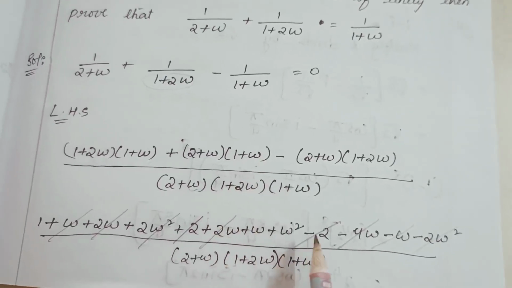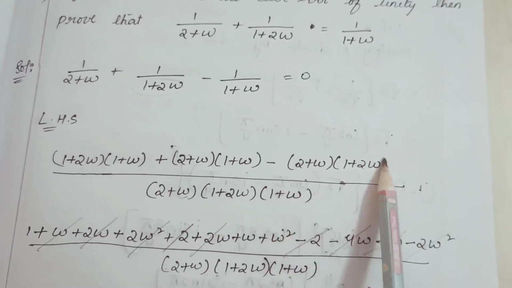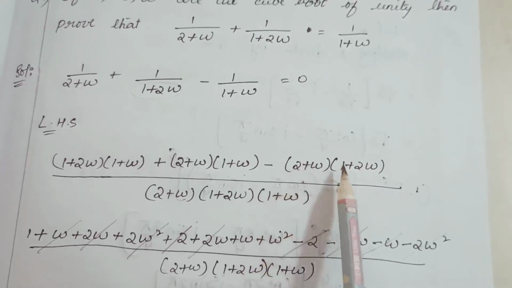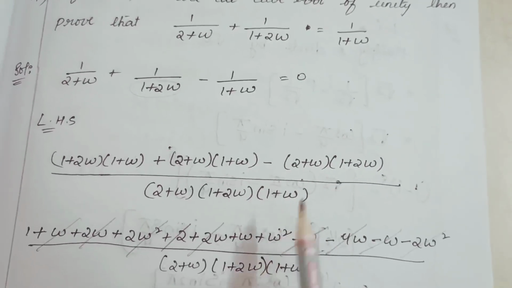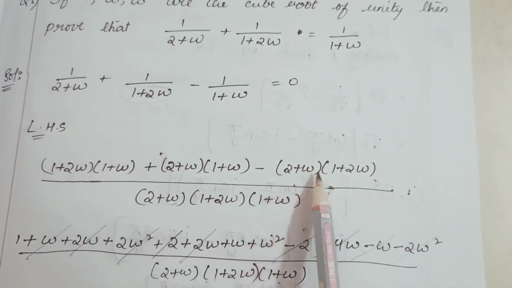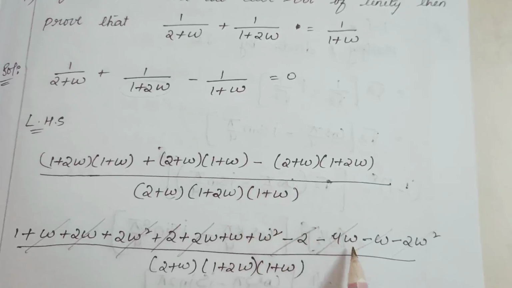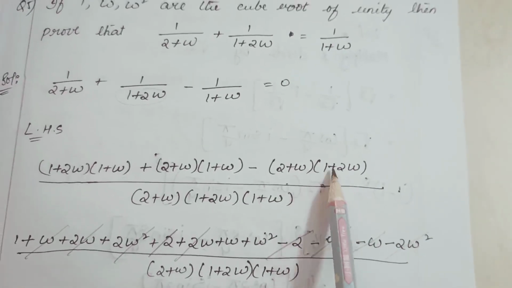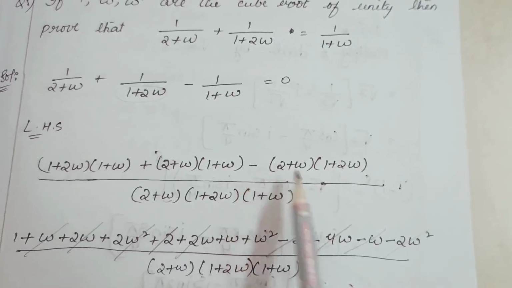Minus, first multiply these two brackets, then multiply the minus. I am directly multiplying here: 2 into 1 is 2, minus 2, 2 into 2 is 4 omega, minus 4 omega, omega into 1 is omega, minus omega, omega into 2 omega is 2 omega square, plus is there but here minus, so multiply the minus.